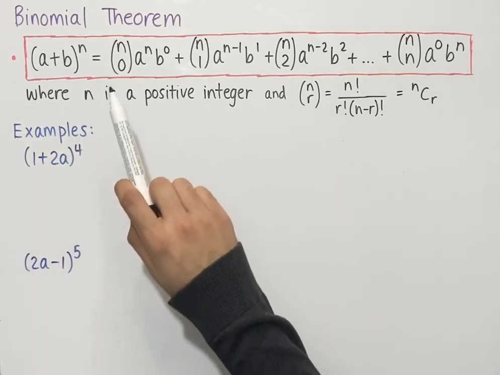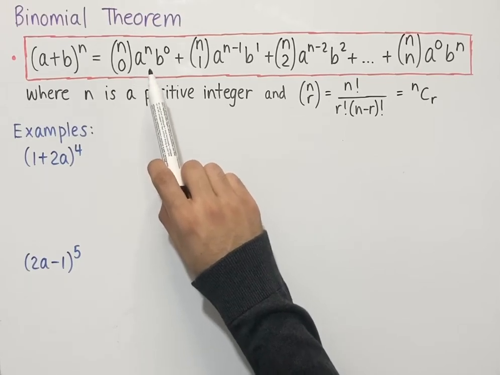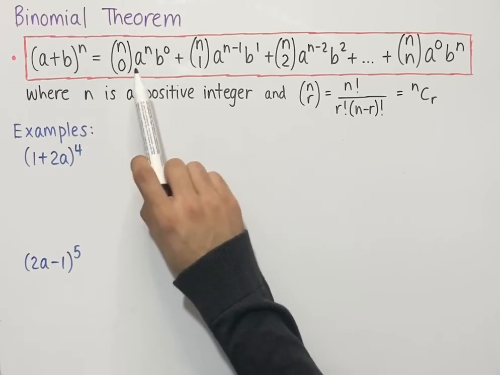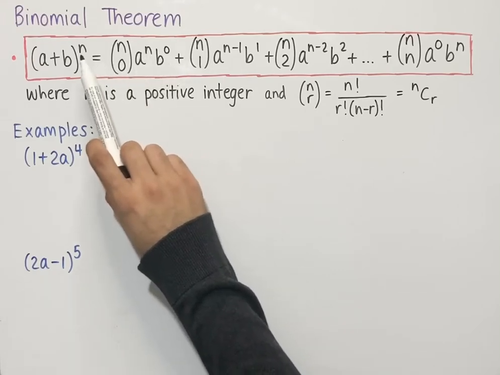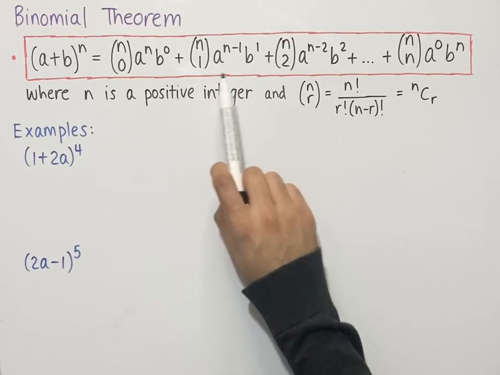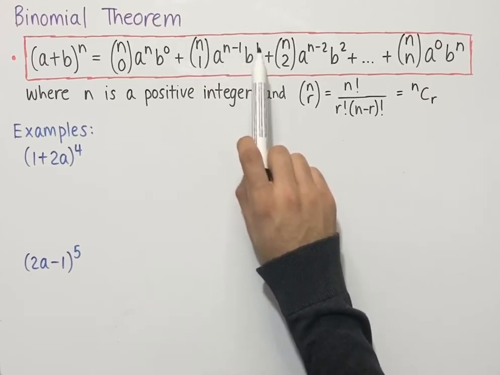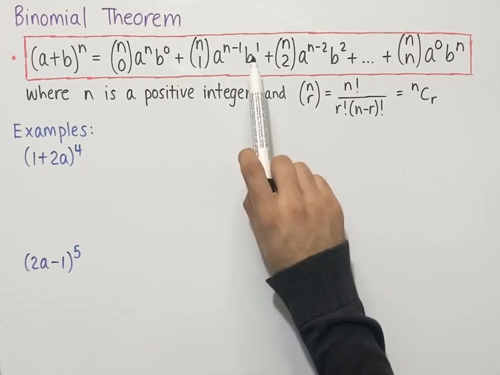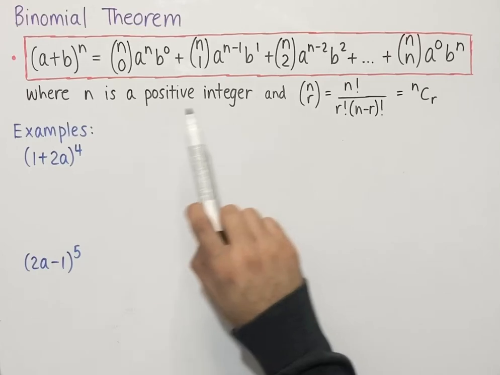Notice how each of the powers in the terms collectively add up to n. In this first term, we have the powers n and 0, and so n plus 0 equals n. Likewise, in this term, we have n minus 1 and 1 as the powers, and if we add those two, we get n. And this is true for all of the powers in each of the terms in the binomial theorem.